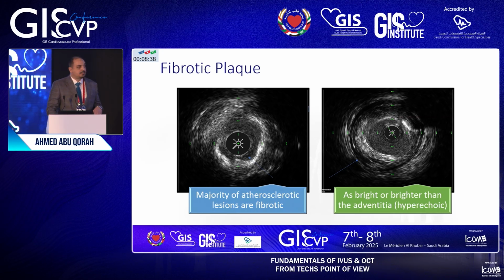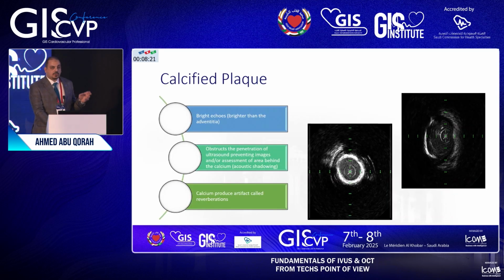Starting with fibrotic plaque. As you know, most atherosclerotic lesions are fibrotic. Fibrous plaque looks bright on the images, as you see here, brighter than our reference adventitia. Calcified plaques also usually look brighter than adventitia, but you can distinguish between fibrous and calcified because calcium will obstruct the ultrasound from going beyond, so you can't see anything beyond the calcium. And also it will produce an artifact called reverberations.